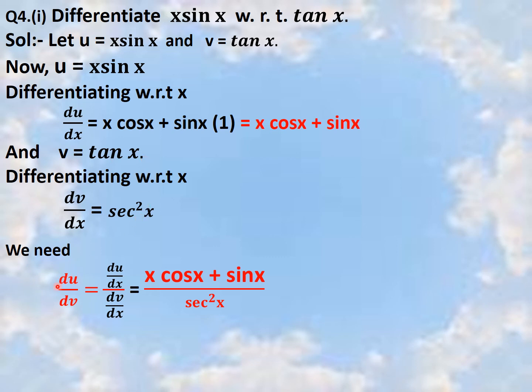So we need du by dv, which can be done by using the theorem du upon dx upon dv by dx. So numerator is x cos x plus sin x we have got here, and dv by dx is sec square x.